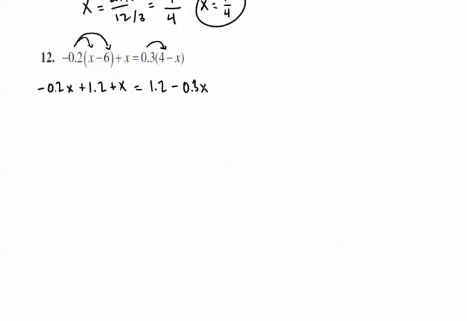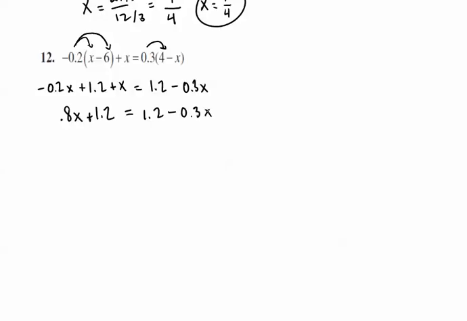Alright, so before we start dealing with which side we want the x to remain on, we do have like terms on the left side. So we have negative 0.2x and positive x. So remember, the positive x is really like a 1x. And a 1x minus 0.2x is going to give us 0.8x plus 1.2. And on the other side, 1.2 minus 0.3x.